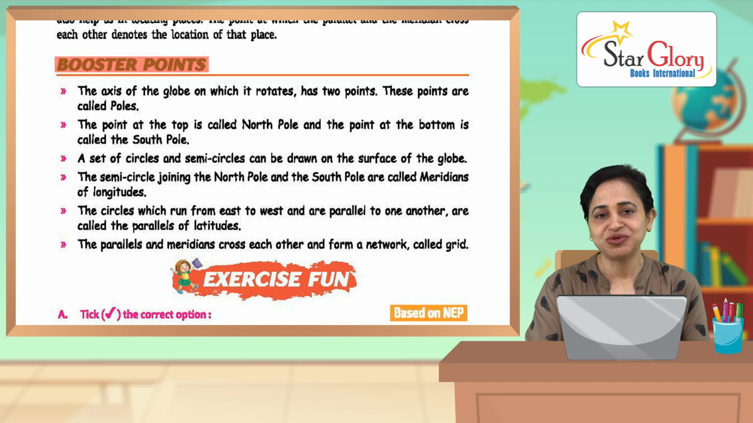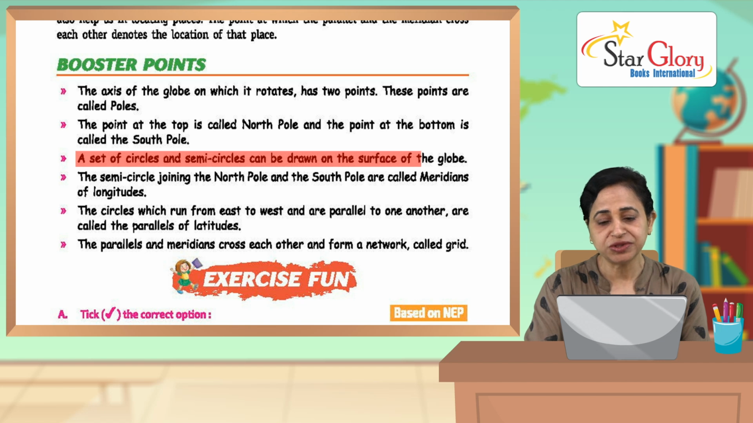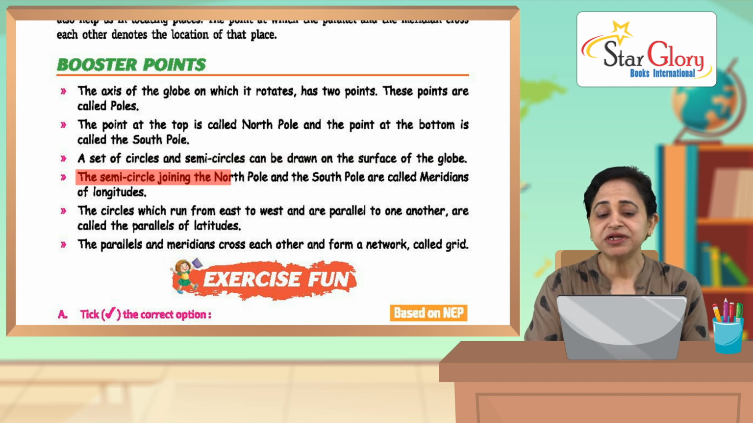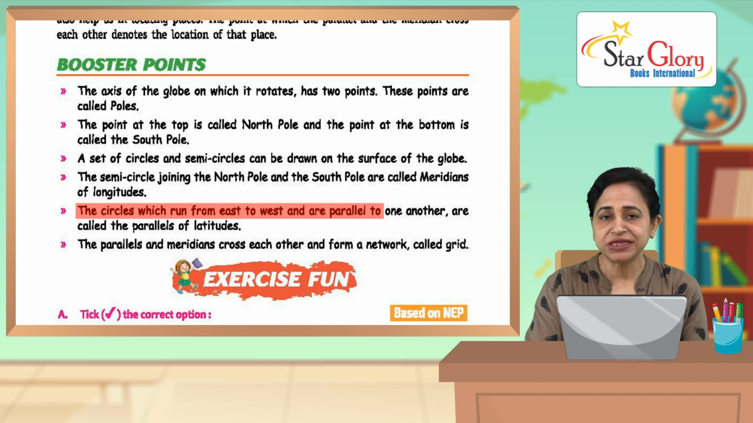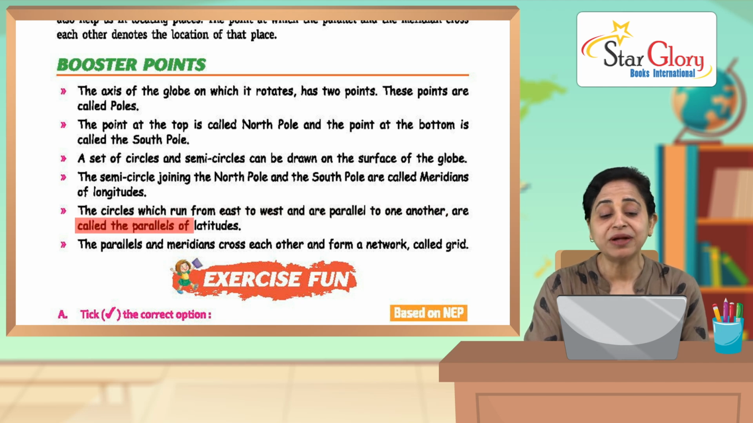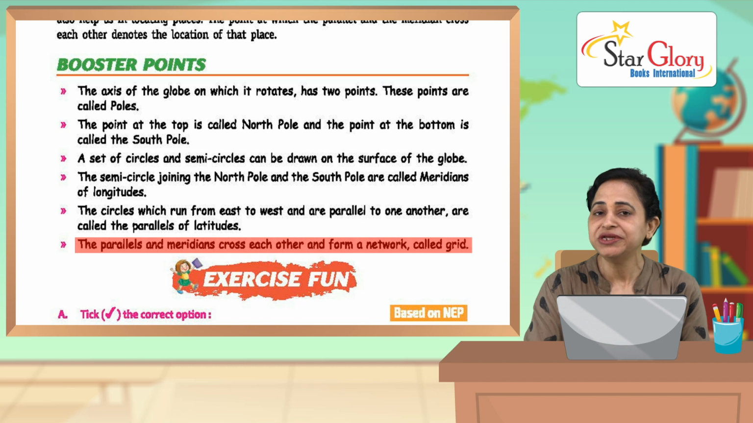So now let's have a look at the booster points. The axis of the globe on which it rotates has 2 points. These points are called poles. The point at the top is called the North Pole, and the point at the bottom is called the South Pole. A set of circles and semicircles can be drawn on the surface of the globe. The semicircles joining the North Pole and the South Pole are called meridians of longitudes. The circles which run from east to west and are parallel to one another are called the parallels of latitudes. The parallels and meridians cross each other and form a network called grid.